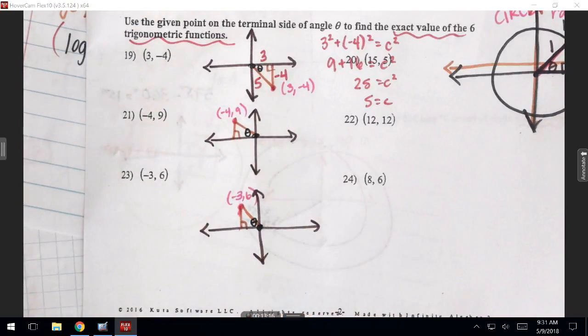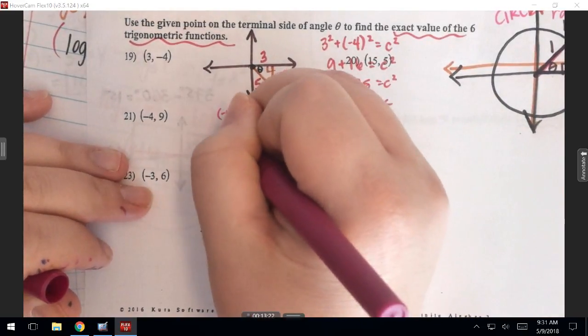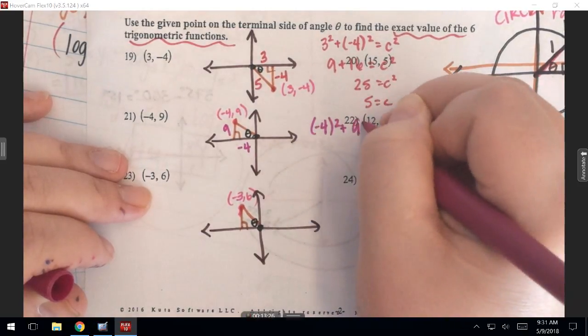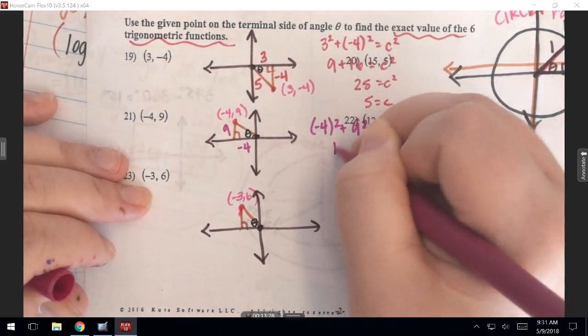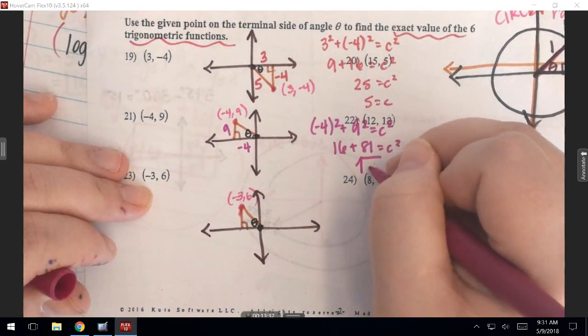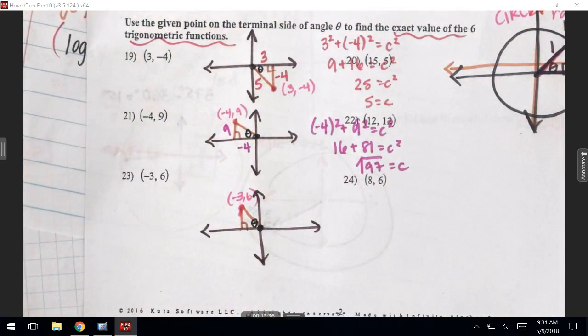And I could go do the others the same way. In fact, so I went back 4, up 9, so negative 4 squared plus 9 squared equals c squared. 16 plus 81 equals c squared. Square root of 97 equals c. Every single time we're setting this up, we're always solving for the hypotenuse.